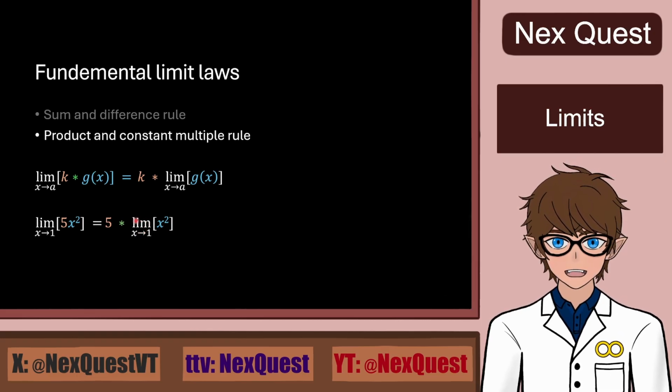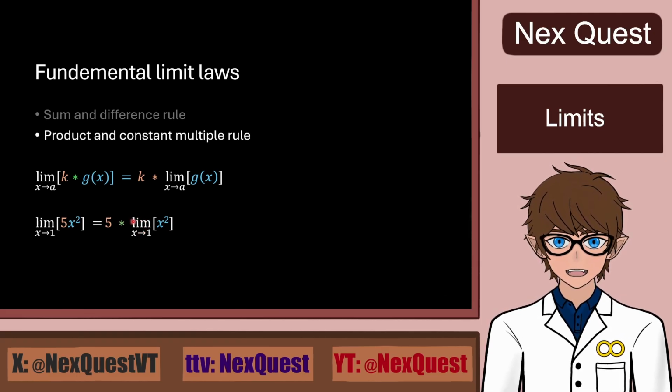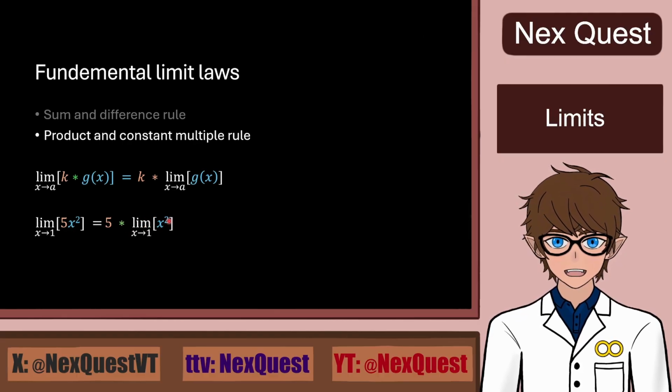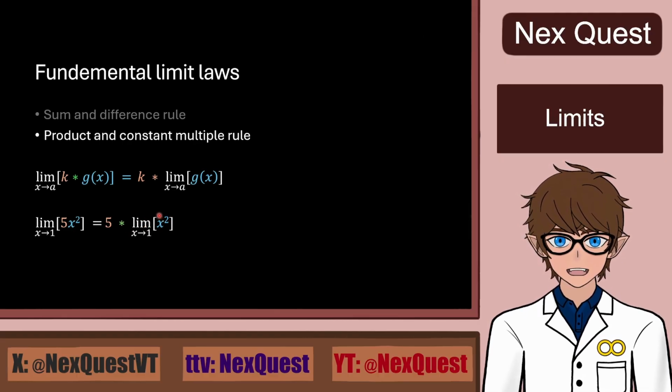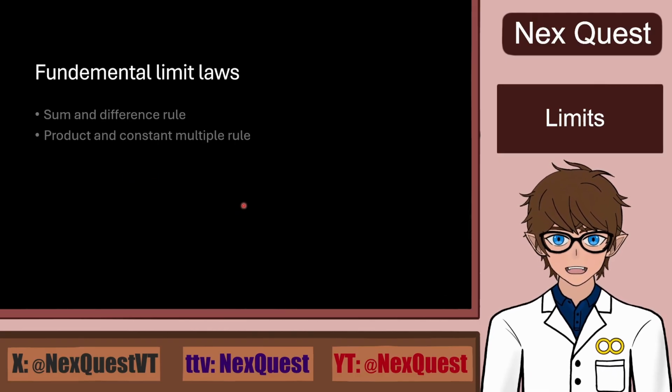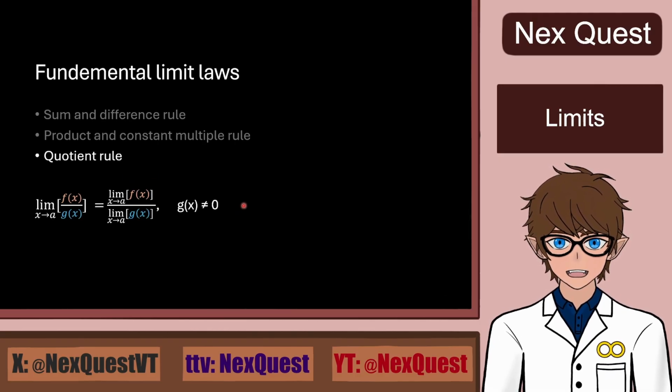I could break this one apart again by doing 5 times limit of x when x approaches 1 times limit of x when x approaches 1. But that just gives the same result, so 5 times 1 is 5. Simple, right? And lastly, the quotient rule.